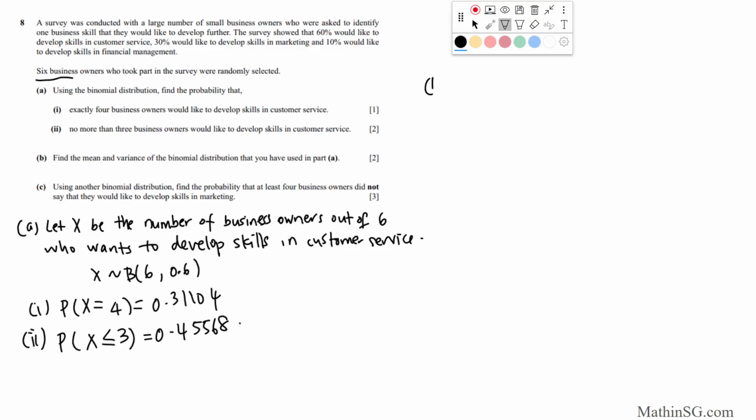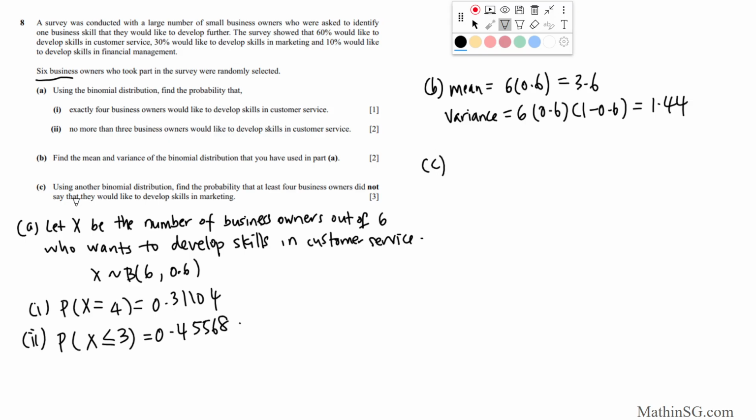Next, let's move on to B. Find the mean and variance of the binomial distribution that you have used in part A. So this one you can just use your formula booklet, your MF27. So the mean is basically n times p, right? n is 6, p is 0.6, which gives me 3.6. And the variance is basically n, which is 6, times p times 1 minus p. Type it into your calculator, you will get a value of 1.44.